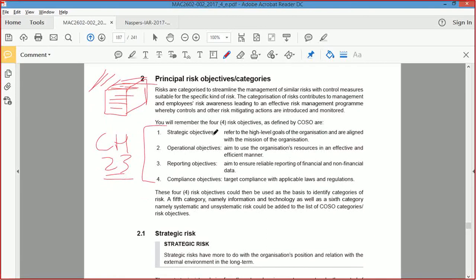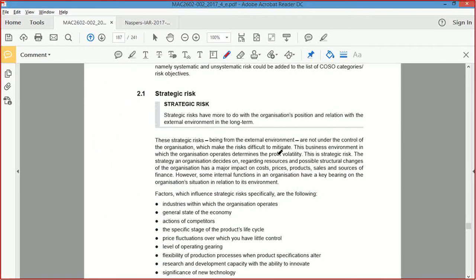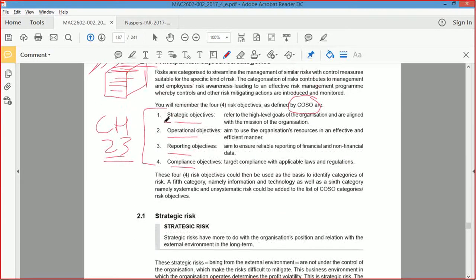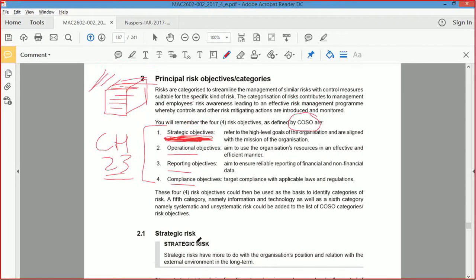Principal risk objectives, we've spoken about this already. This is repeat of the previous chapter, chapter 23. In that chapter, we saw that diagram. I like that summary. Just study the summary where they talk about the different levels and the different pillars. In that square summary: strategic, operational, reporting, compliance. Those are the pillars of risk management as described by the committee. Then you've got different types of risk.